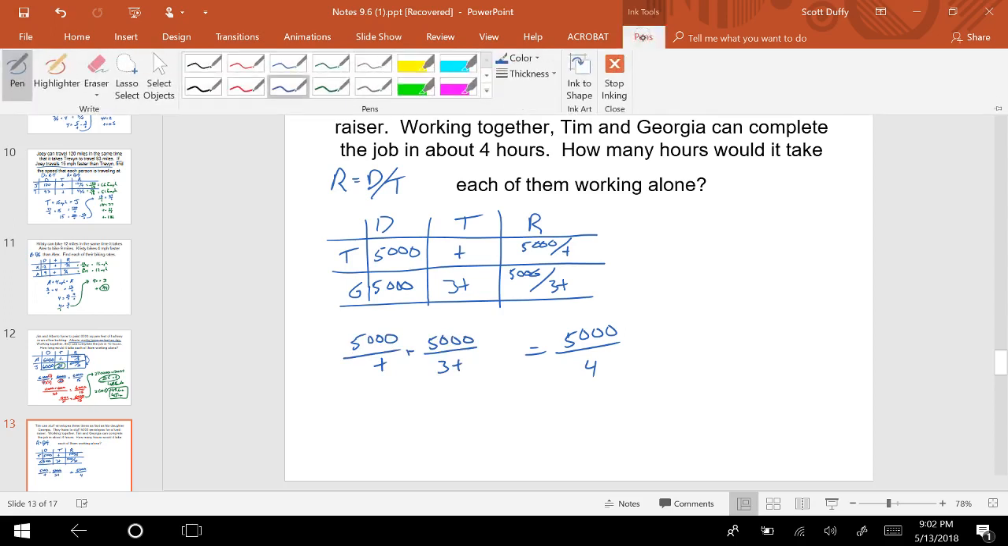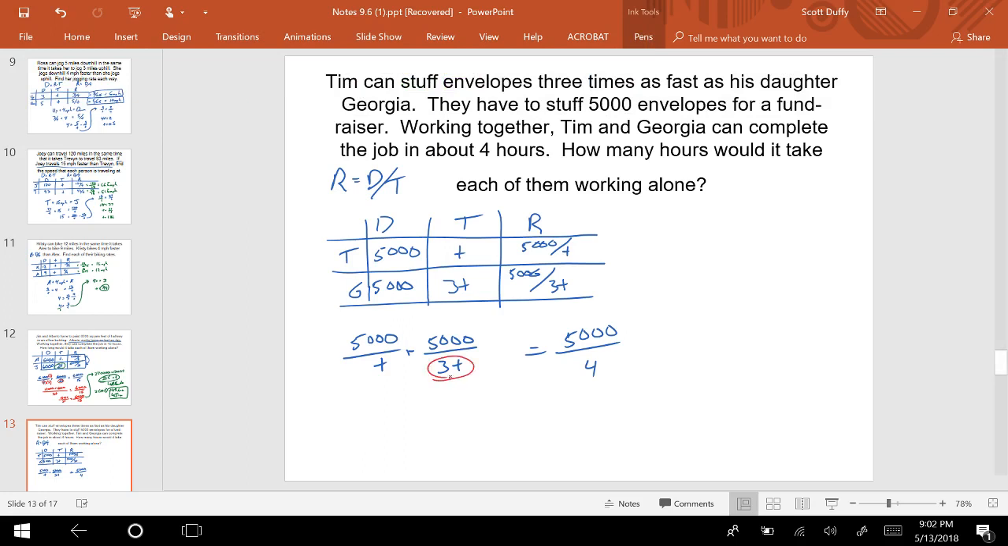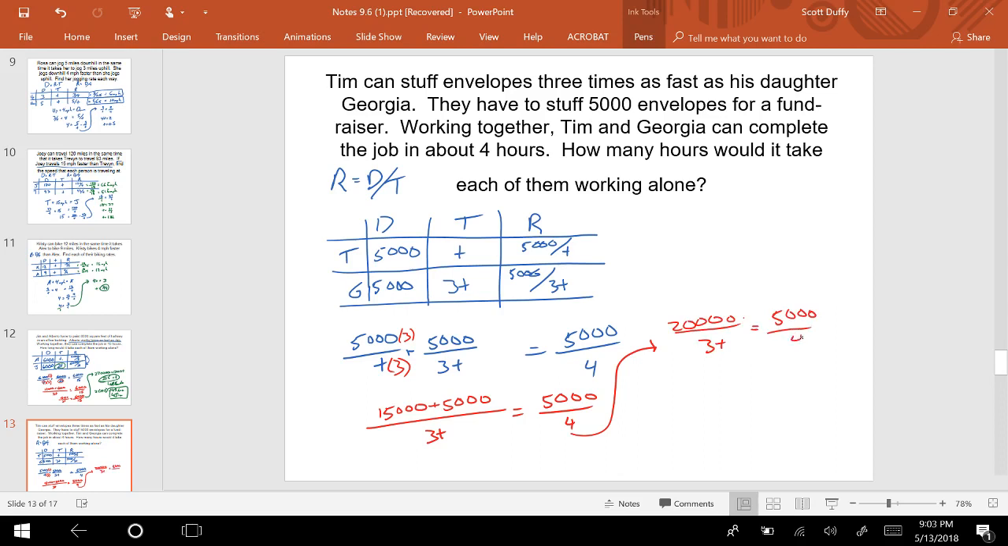Now you ask yourself, what does the fraction on the right here have that this one doesn't, or the bottom? It has a 3, so I'm going to multiply both the top and the bottom by 3. So you'll have 15,000 plus another 5,000 all over 3t. Keep on working over here. We have really 20,000 over 3t equals 5,000 over 4.